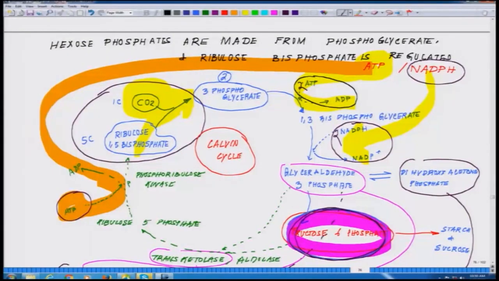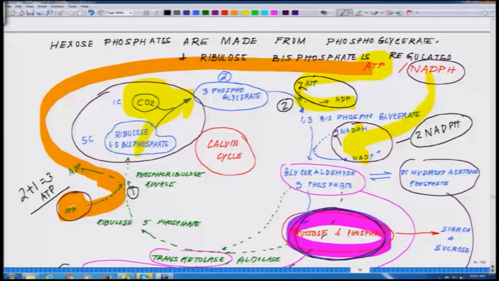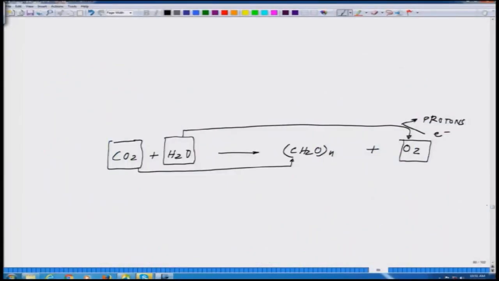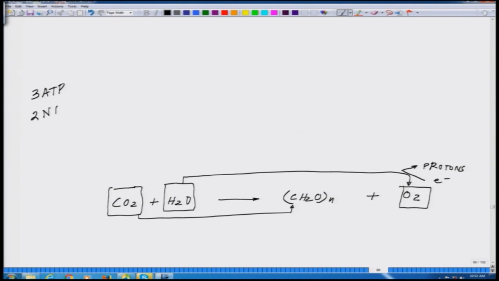So if you see, in one cycle there is 2 ATP plus 1 ATP, right? So this is 2 here and 1 here. So 2 plus 1, 3 ATP are involved. Whereas if you look at the NADPH, there are 2 NADPH consumed, okay? So now let's add this up to the cycle. So we talked about 3 ATP plus 2 NADPH.